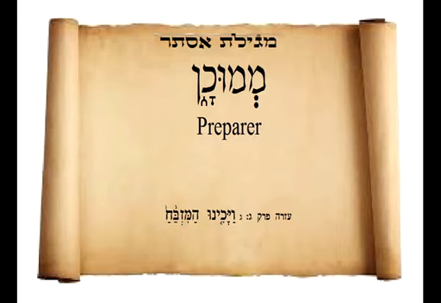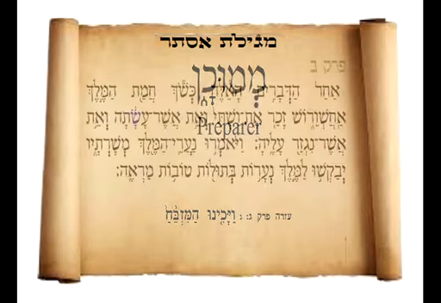Memuchan comes from the word lachin, which is someone who prepares. So he is the one who opens his big mouth. He's the least important, the seventh in a list of seven ministers, and he is the one who prepares the stage for everything that is going to happen in this story.